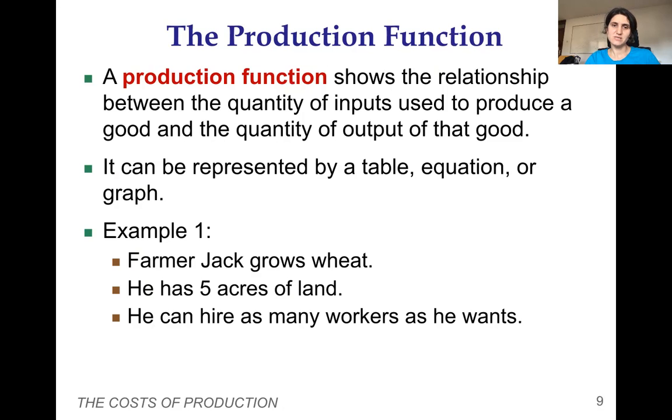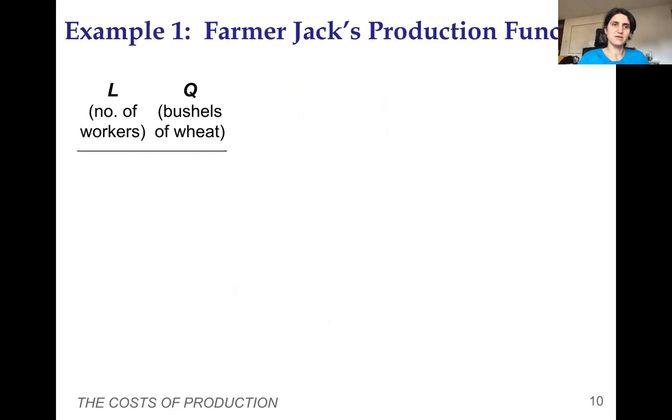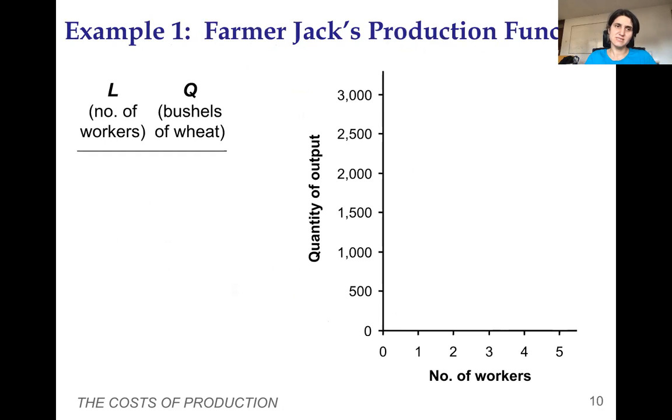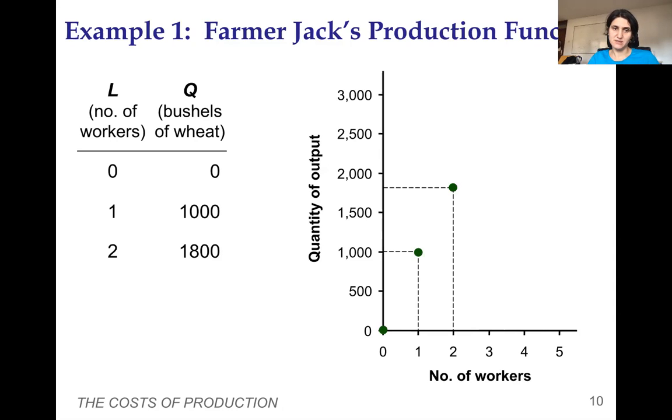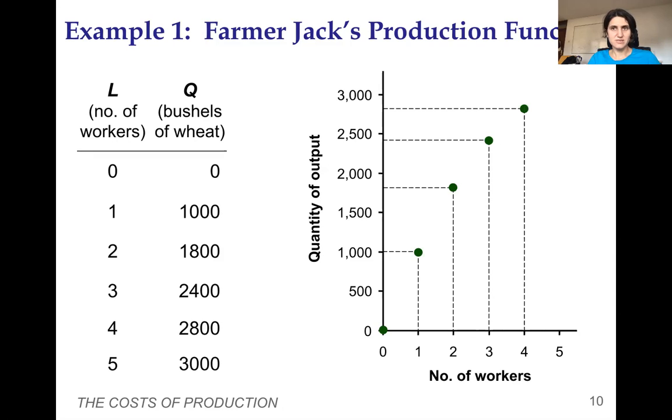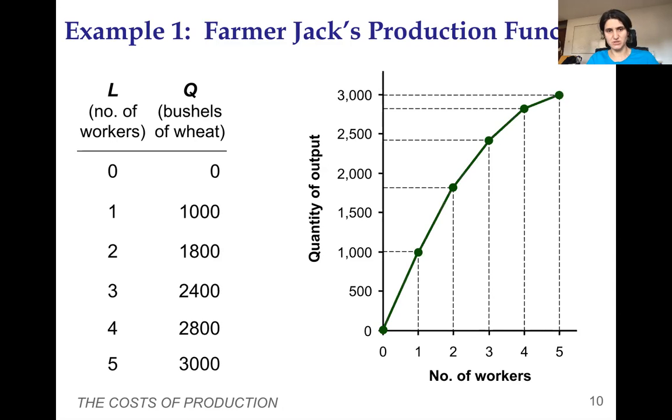Okay, so for instance, suppose Farmer Jack grows wheat. Okay, and he has 5 acres of land. He can hire as many workers as he wants. Okay, so the input in here is the labor, number of workers. If the number of workers is 0, the wheat will be 0. If it is 1, 5,000 wheat. If it is 2, 1,800 wheat, etc. Okay, so this is going to give you the production function.